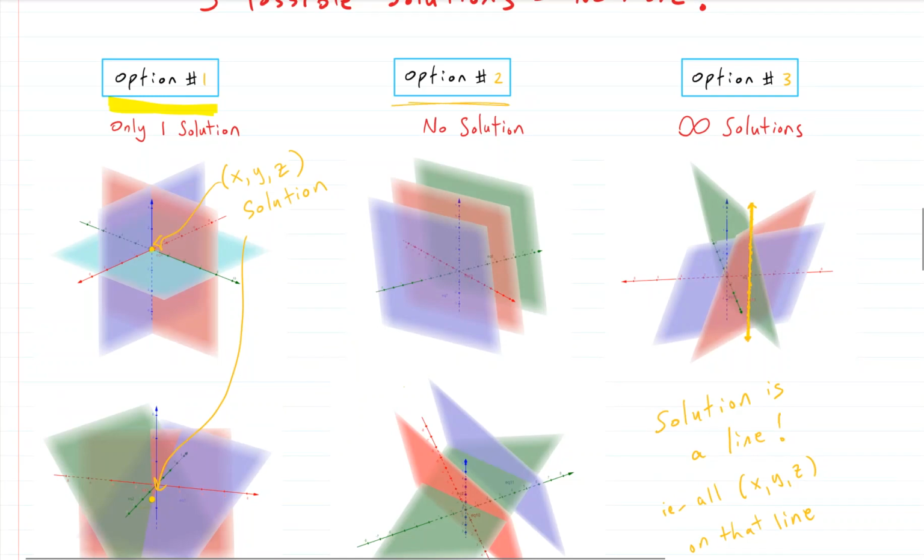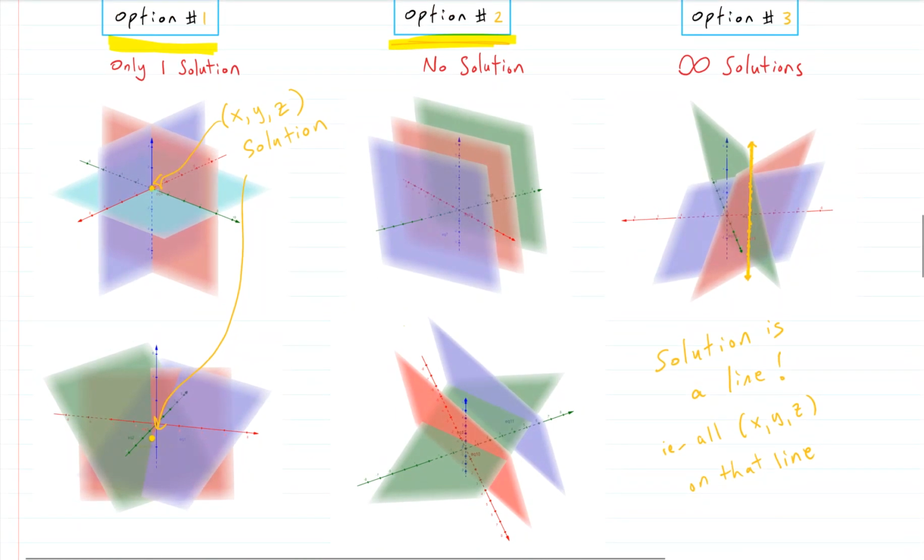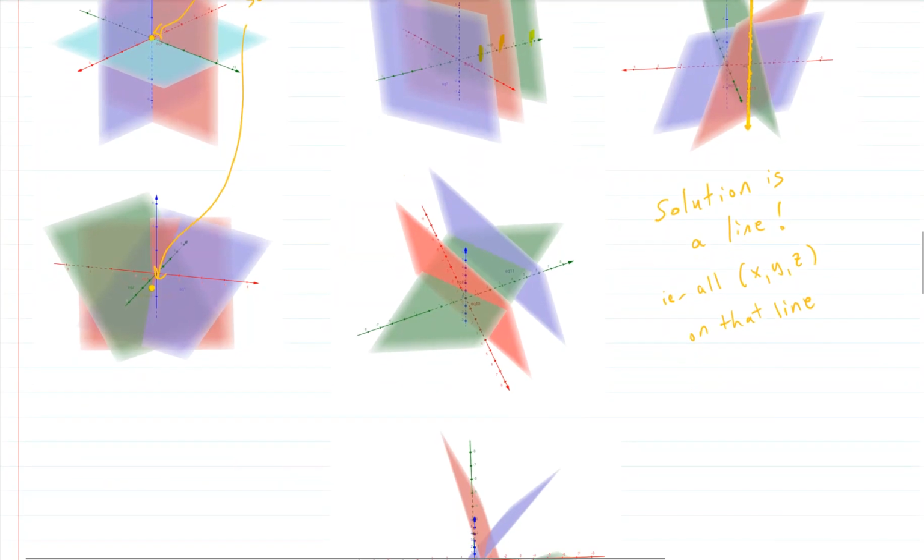Option number 2, there is no solution. And there would be no solution if all three of these planes do not touch simultaneously ever. So those planes could be all parallel and not touching, as you see here in the top picture. All three of those planes are parallel, not touching. Or you could have, as in this second picture, touching going on, but not all three of them at the same time ever.